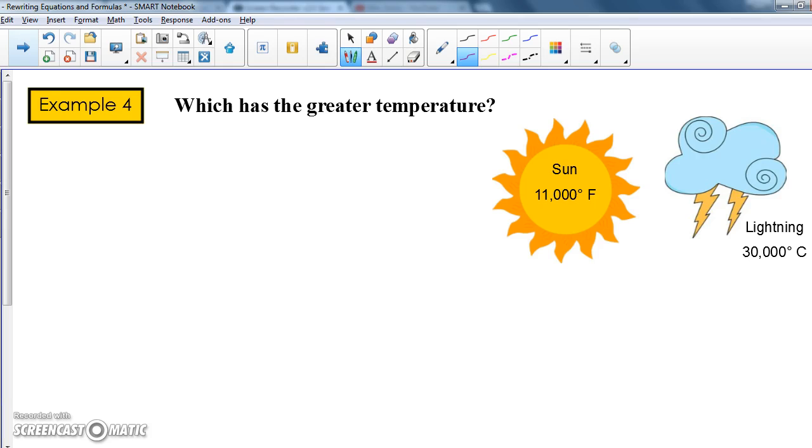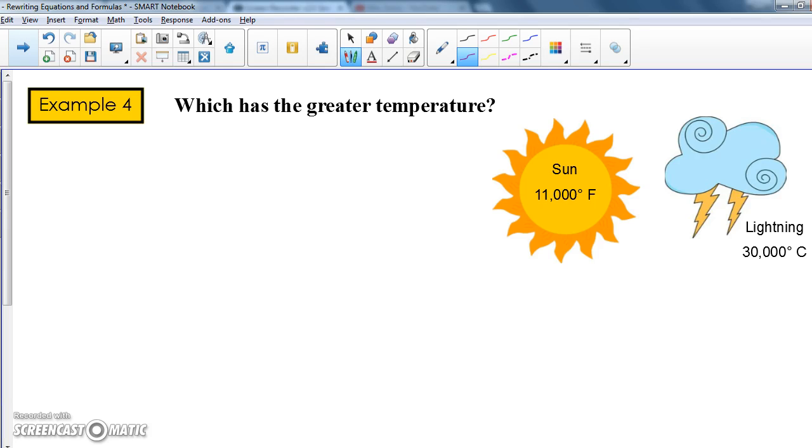It would kind of be like saying, well, definitely 5,000 inches is bigger than 4,000 miles. Well, that's not true. There's tons of inches in a mile. So you can't just look at the number, you have to consider the units. When you have different units, what you have to do is get them to be the same units, so then you can compare the numbers.